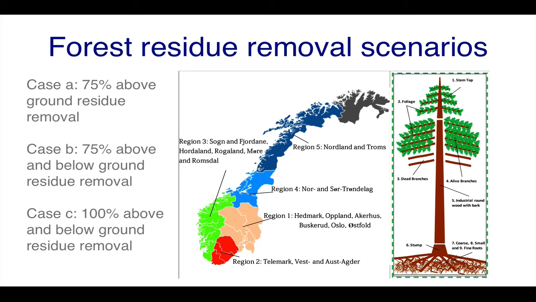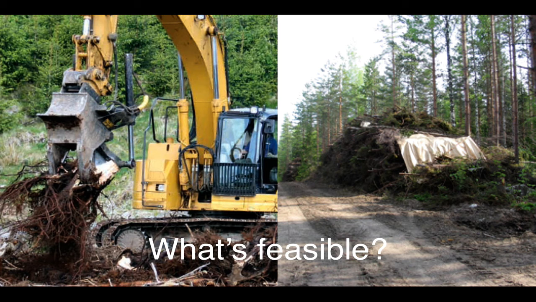We consider three cases. Case A, 75% above ground residue removal, just consists of removing the branches and the foliage. Case B also considers this, but also additionally removes 75% of the below ground biomass, which consists of stumps and roots. We also consider a more extreme case of removing all the biomass entirely and utilizing these residues for energy. And we consider 5 regions, as you can see here.